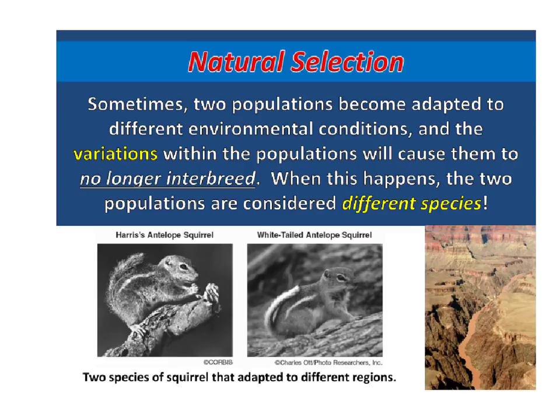And the variations within the populations will cause them to be able to no longer interbreed. When this happens, the two populations are considered different species. So two populations become adapted to different environmental conditions. The variations within the populations cause them to be able to no longer interbreed. We consider them at that point different species.